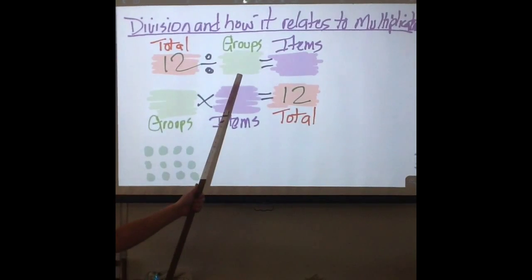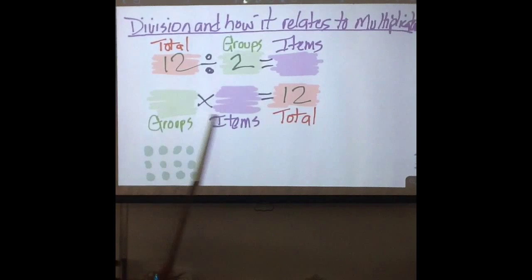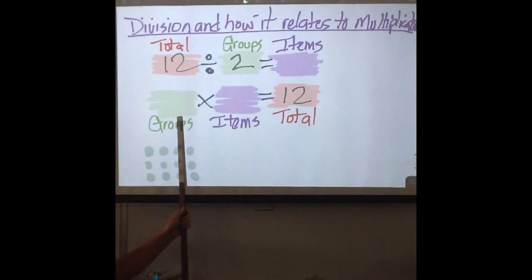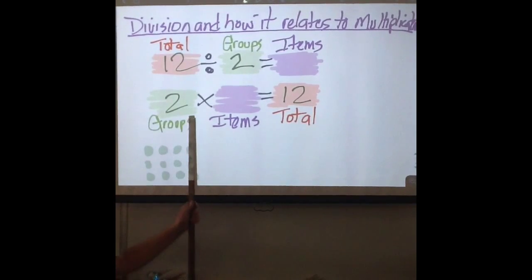Okay, so now let's say we're going to have some groups. Let's say we have me and a friend. So how many groups do I have? If it's me and a friend, I only have 2 groups, right? So if my 2 goes here in the groups, where else does it go in our multiplication problem? That's right, it goes in the front. Okay, so now I have two groups.